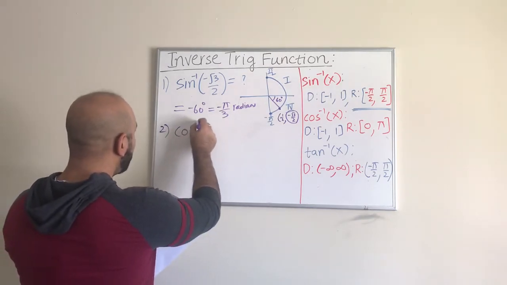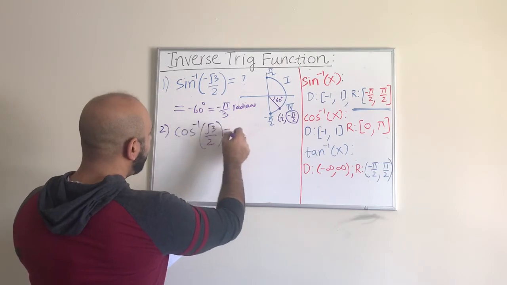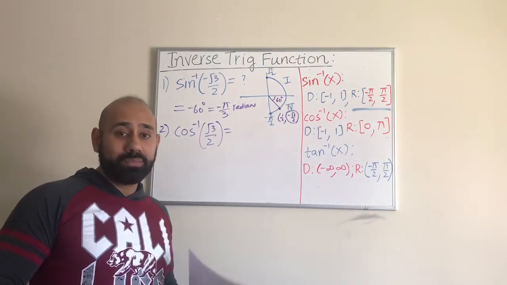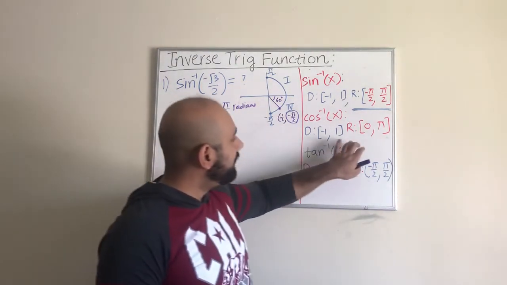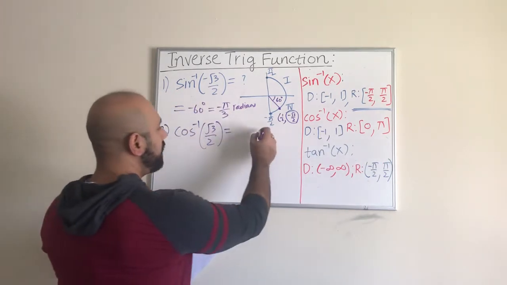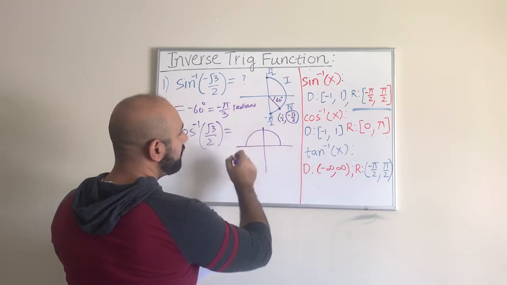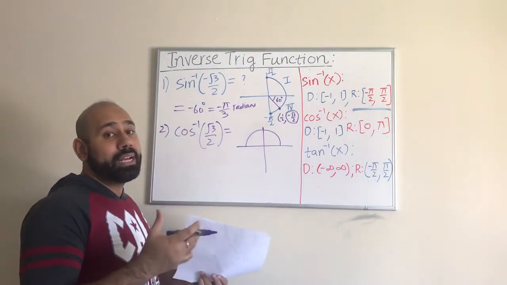How about cosine inverse of, let's say, radical 3 over 2? Now to evaluate this, again, we know we have to find the angle for which the cosine of that angle is radical 3 over 2. Keeping in mind that it is restricted between 0 and pi. So the first thing that you can do here is, again, it's optional. I'm going to draw the range so that I can see where I have to look for the angles.